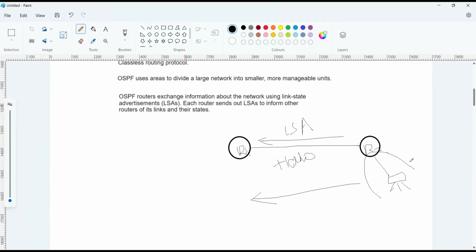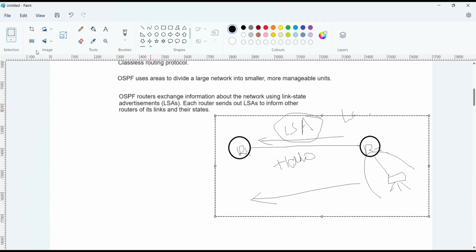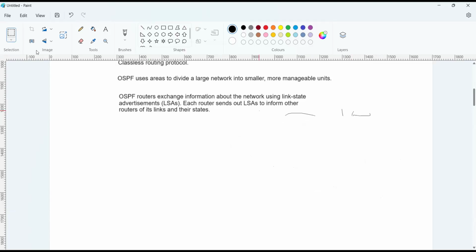Each router sends out LSAs to inform other routers of its links and their states. With the help of LSAs only, they share and receive the route information they have. Here we have LSA1, LSA2, LSA3, which are important, and I'll explain them at the end of the session. Whatever information they send and receive in OSPF is an advertisement.